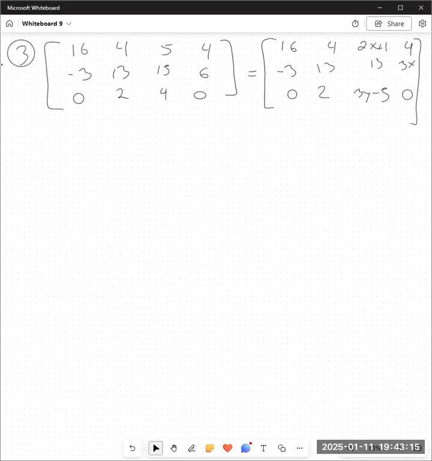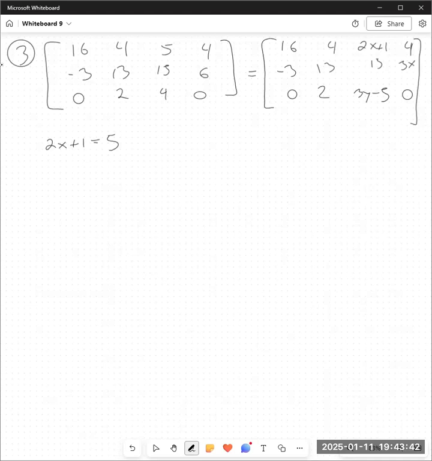an element being a number that's in a row column position here. So this is first row, first column, element E1 comma 1, has to equal the same element in this matrix. So 16 is equal to 16, 4 is equal to 4. Here's the first equation that we can set up. 2x plus 1 needs to be equal to 5.